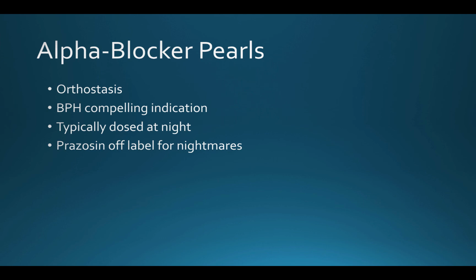Again, BPH, compelling indication. These can help open up and relax that passageway for urine to flow through in BPH. Rarely I will see prazosin used off-label for nightmares as well. It's a unique psych condition you might see prazosin help for.